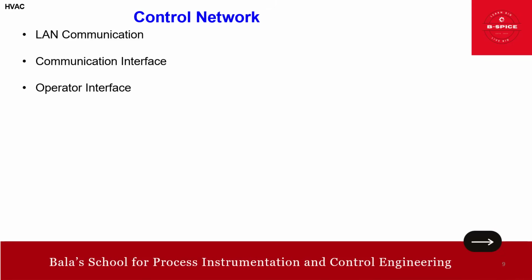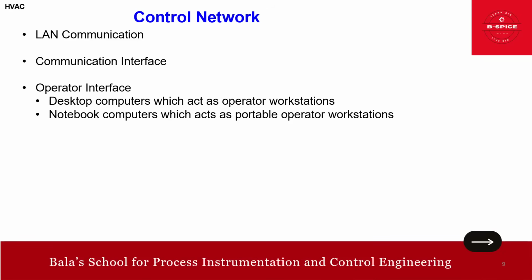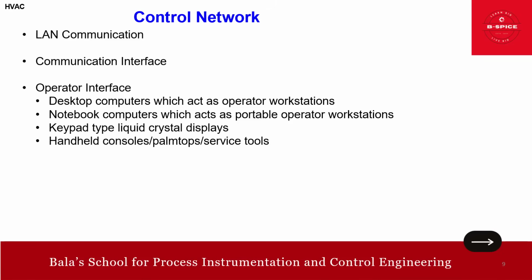Then we have an operator interface. Of course, as you know, the operator interface is used to see the data, program the system, exercise manual control, store long-term data, and provide a dynamic graphic interface. But there are 5 types of operator interface. One is a desktop computer, which acts as an operator workstation. Another is a notebook computer, which acts as a portable operator workstation. Then you have keypad-type liquid crystal display tools, and also handheld consoles, palmtop service tools, and smart thermostats. These are the operator interfaces.